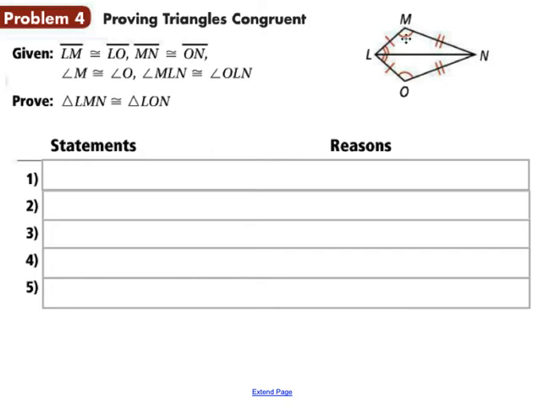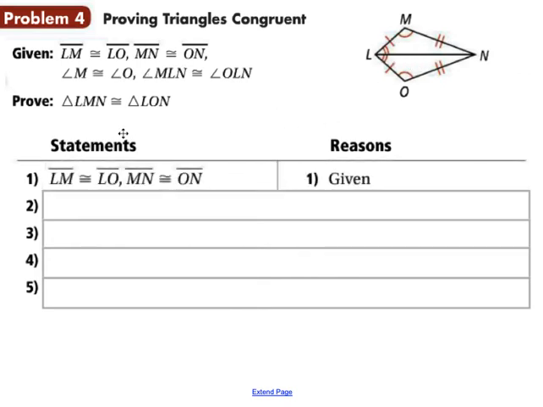So in this problem, we're going to prove that these two triangles are congruent. We want to prove triangle LMN is congruent to triangle LON. And we're given a whole bunch of stuff that's marked in our figure. So let's go ahead and jump in. Well, we know that LM is congruent to LO, and MN is congruent to ON, and those are the marks on the figure. Those are given.